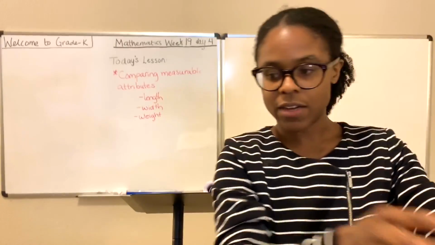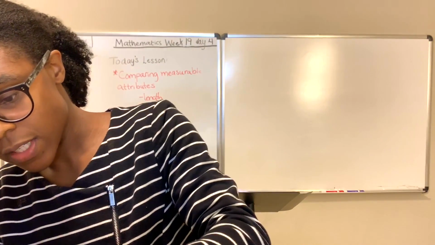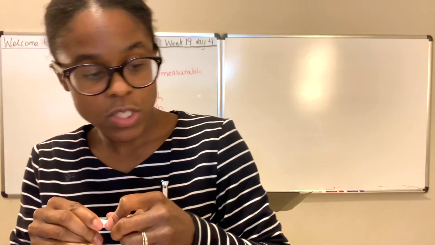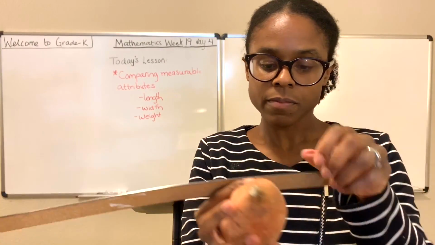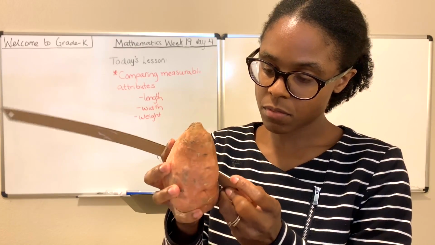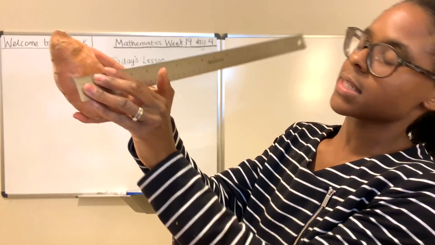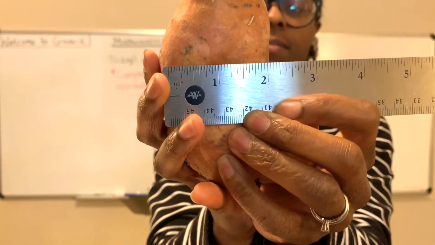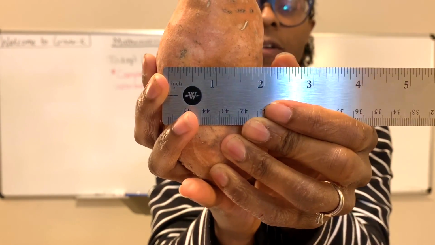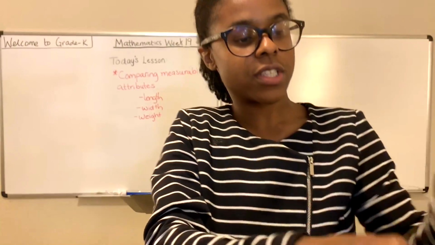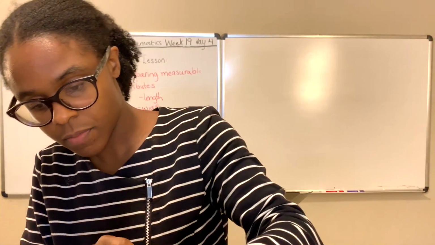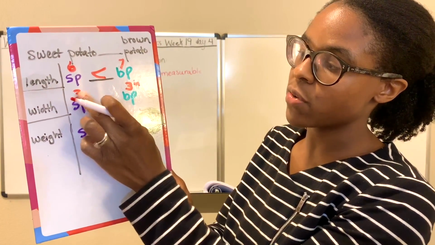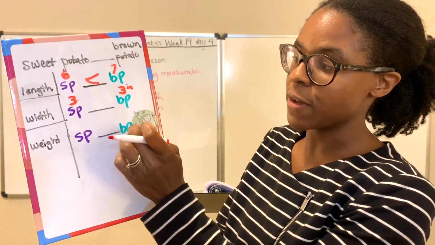Okay, so let's write that down. The brown potato is about 3 inches wide. And the sweet potato, let's take a look. Well, the sweet potato is about the same width. If you take a look, putting the ruler and the potato at the same position, you go all the way over to right about here, you'll find that it's also about 3 inches in width. So let's write that down. So we have the sweet potato at 3, the brown potato at 3.